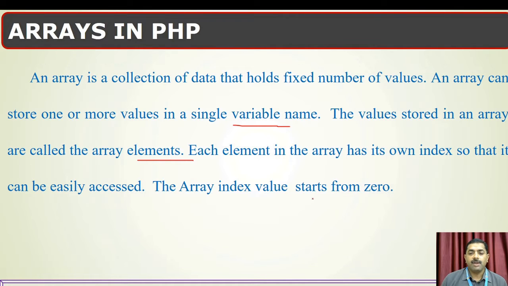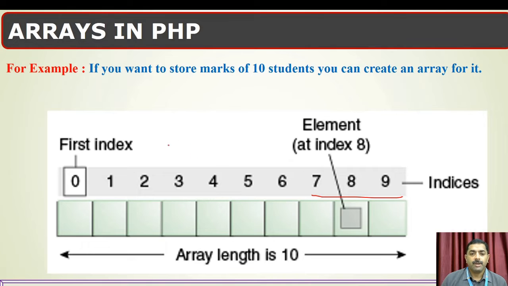The array index value starts from 0. So these are the indices, and here the values will be entered. Suppose I am assigning a student's mark list, at the 0th index I can assign some value like 90, 80, and those values will be there. But using this index I can access these arrays.